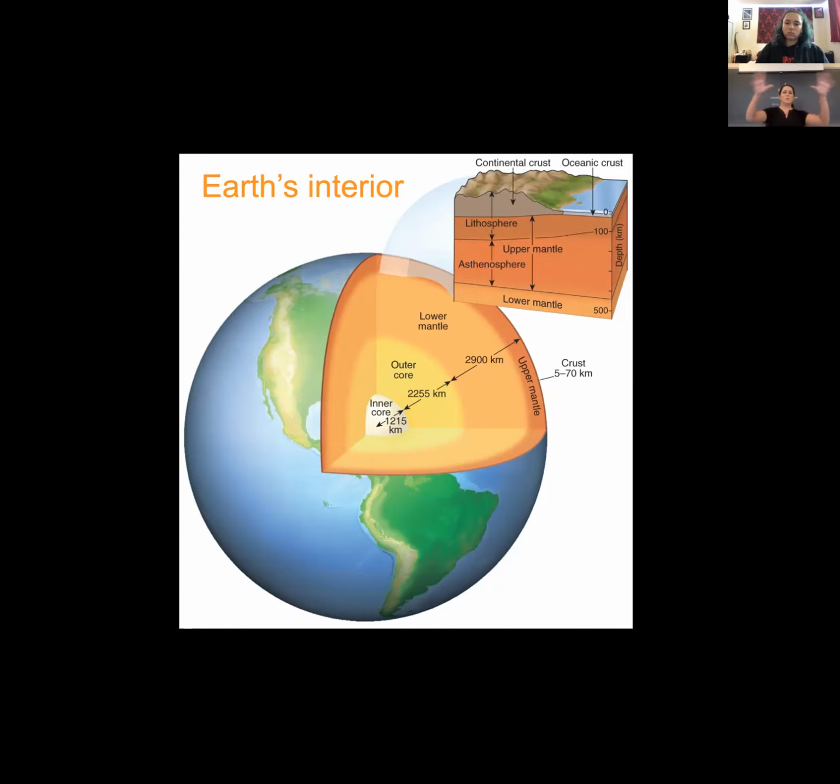So we have this cool outer shell that is rigid. We call that whole shell the lithosphere. It's like the sphere of rock is basically what that means. Or you can talk about the crust, the continental crust or the oceanic crust, and the mantle. Those are different based on chemistry.